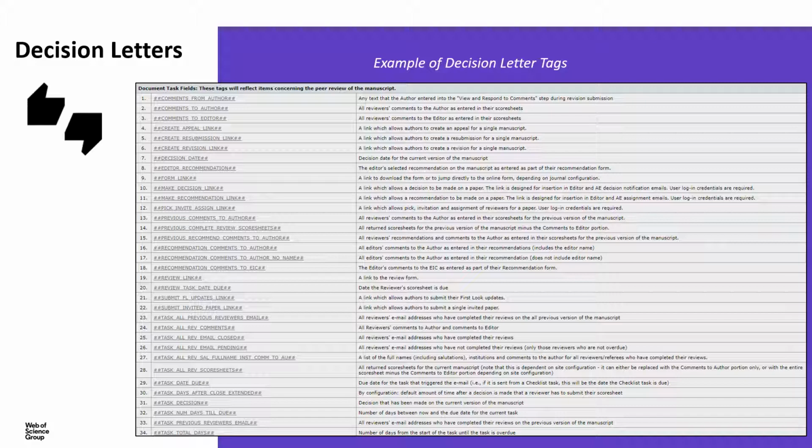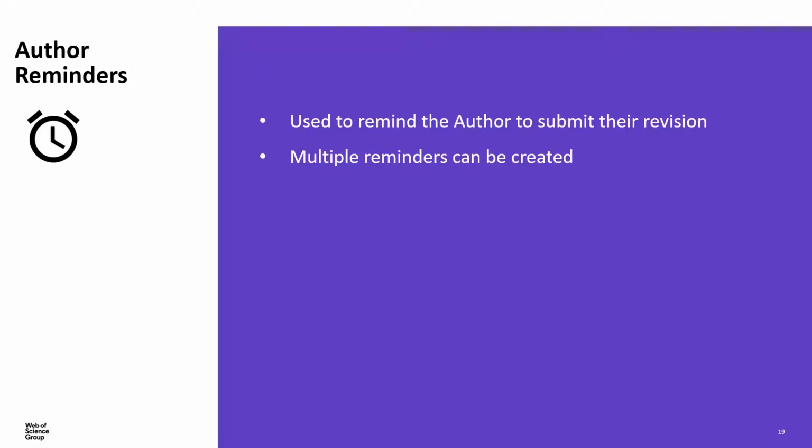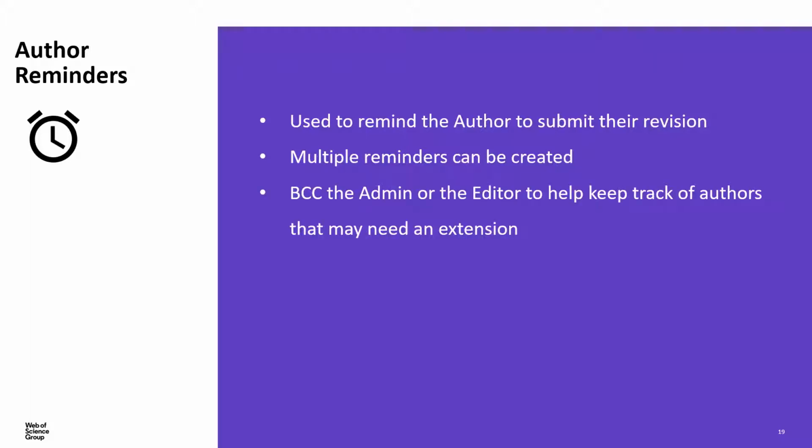This is an example of the different types of decision letter tags that can be used in your templates. Author reminders are used to remind authors to submit their revision. Multiple reminders can be created. BCC the admin or the editor to help keep track of authors that may need an extension. Each workflow has its own specific set of author reminders.